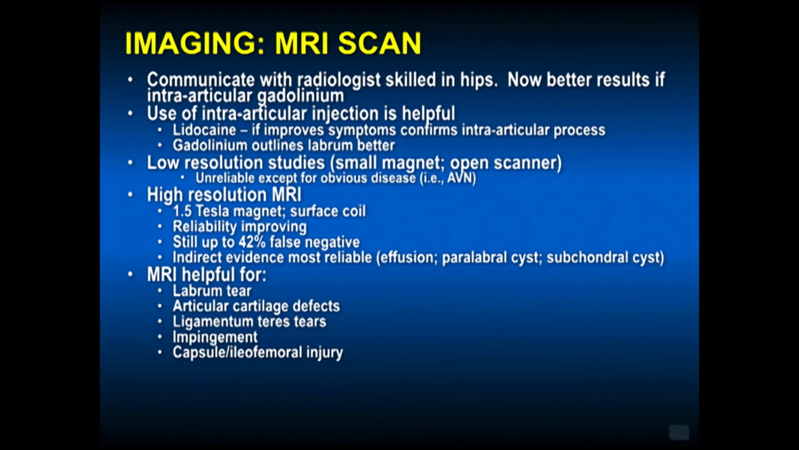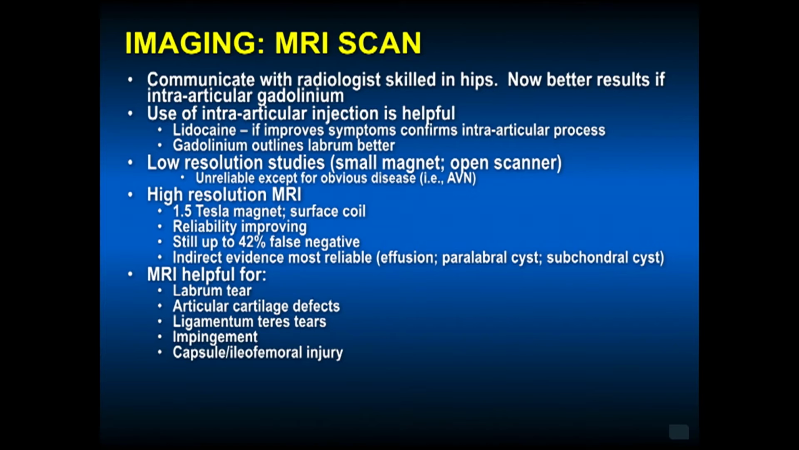If you have a small magnet open scanner in the hip, it's unreliable except for obvious disease like avascular necrosis of the femoral head. The high-resolution MRs are better for detecting hip problems such as a labrum tear or tendon problems about the hip. You really need a 1.5 Tesla magnet, a surface coil.